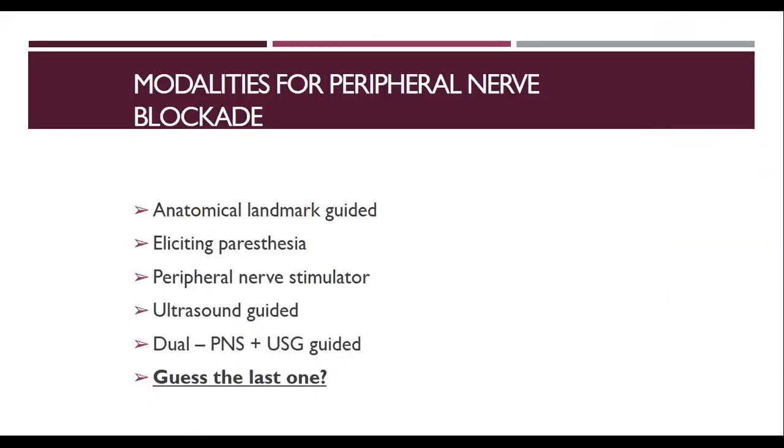And coming on to the topic, what are the modalities for peripheral nerve blockade? These are the ways in which you can block a peripheral nerve. Way back, we all started with the anatomical landmark guided approach, and then eliciting paresthesia from the patient. Then came the peripheral nerve stimulator, then ultrasound guided peripheral nerve blocks, and then dual guidance, which includes the peripheral nerve stimulator with ultrasound guidance. And there is one more, the last one. Keep guessing, I'll come to that later.